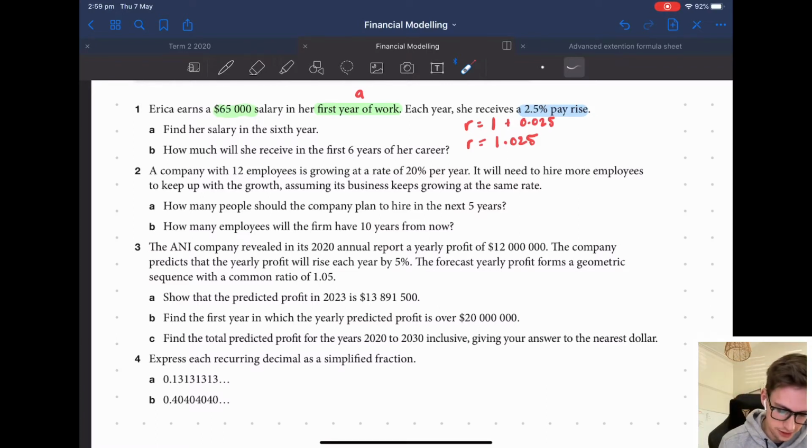So we need to find her salary in the 6th year. That must be T6. Because it just says what's her salary in the 6th year, that's just the 6th term. And then it says how much will she receive in the first 6 years. Hopefully what you can realize there is that that is inclusive of everything beforehand. So that is going to be the sum at 6. Okay, so we've got everything we need. It's just a formula. Get in and go.